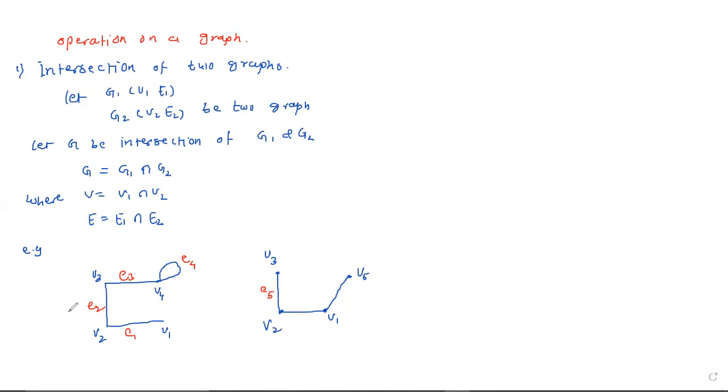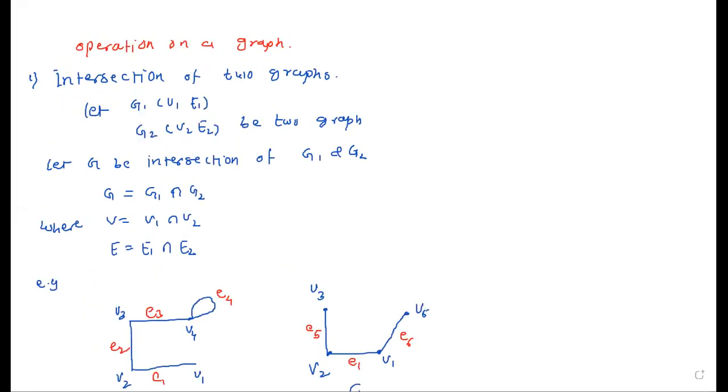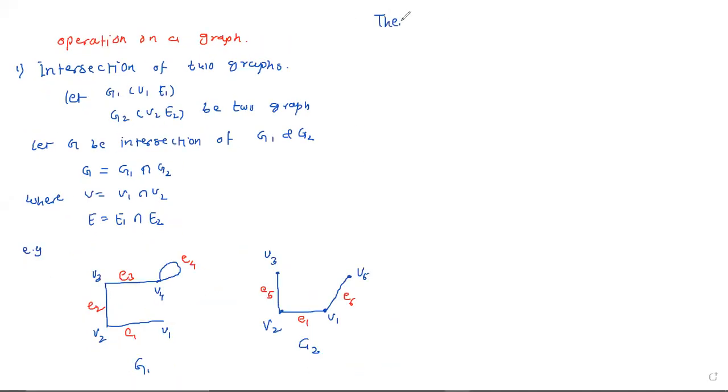So that means there are two edges between V2 and V3. Okay. So between V1 and V2 we have E1 only. So E1 is common. Okay. And here we have E6. Okay. So these two graphs are given, G1 and G2. Okay. Then intersection of graph is as shown. Okay.